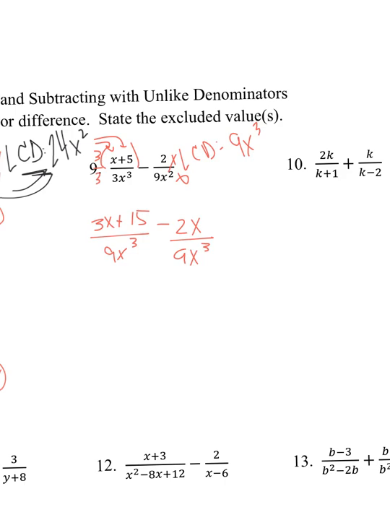So you should have gotten 3x plus 15 over 9x cubed minus 2x over 9x cubed. So here we're going to combine our like terms. We're going to get x plus 15 over 9x cubed, because your like terms are the 3x and the negative 2x. So the only thing left to do is state our excluded values. So x cannot equal 0.